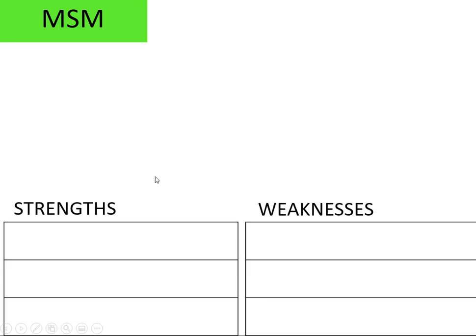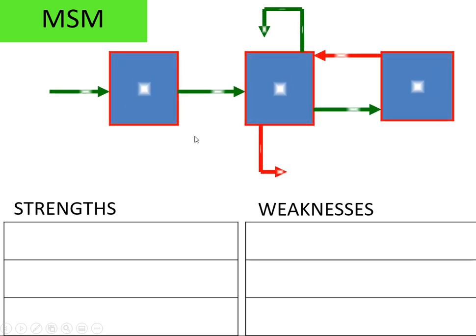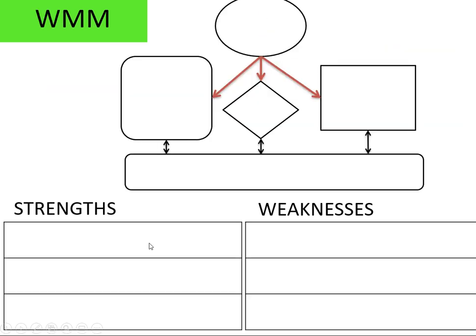Similarly for the multi-store model, if you want to draw it here, that's fine. Just make sure that you name all the components and remember to always name how it works, and make sure that you've got strengths and weaknesses. Again, the same for the working memory model. This is because AQA often provide a diagram like this and ask you to fill it in. So just make sure that you can name those components.